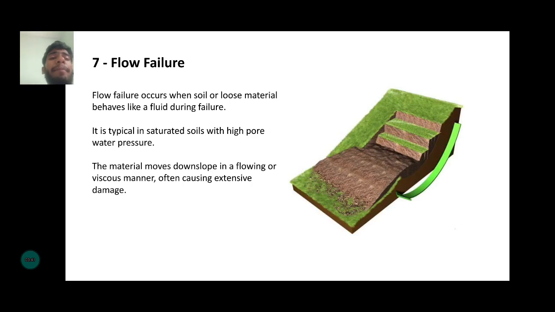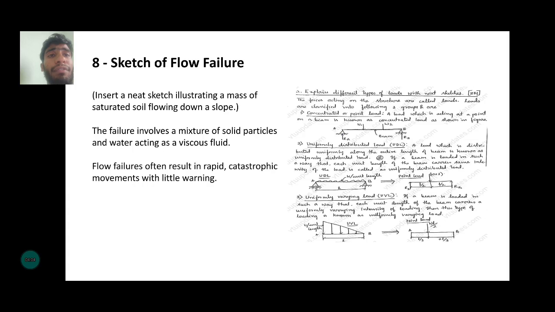Flow failure. Flow failure occurs when soil or loose materials behave like a fluid during failure. It is typically in saturated soil with high pore water pressure. The material moves downslope in a flowing or viscous manner, often causing intensive damage. Sketch of flow failure: the failures involve a mixture of soil particles and water acting as a viscous fluid. Flow failures often result in rapid, catastrophic movements with little warning.